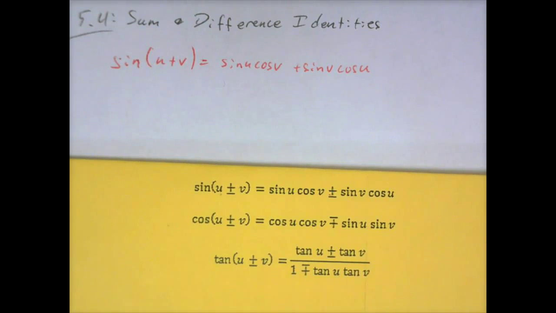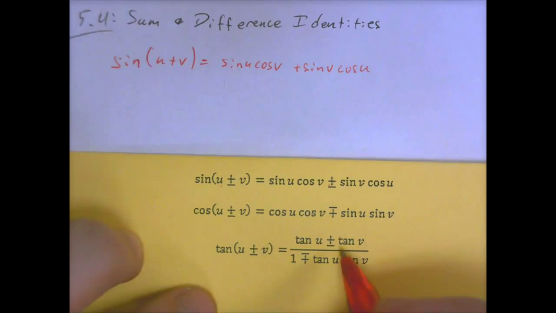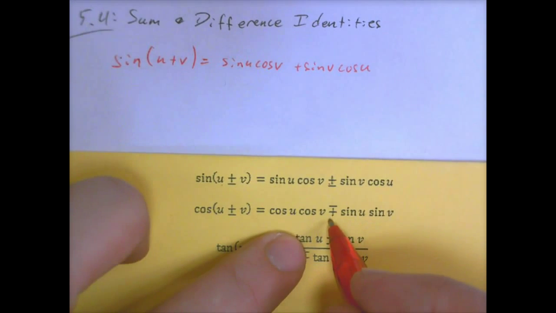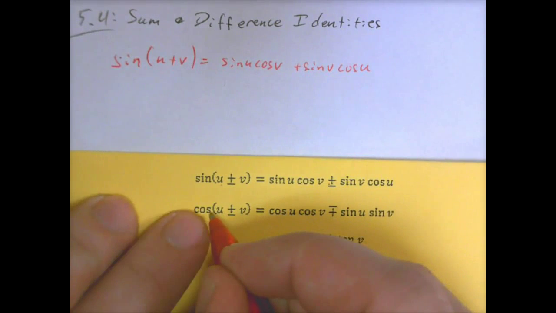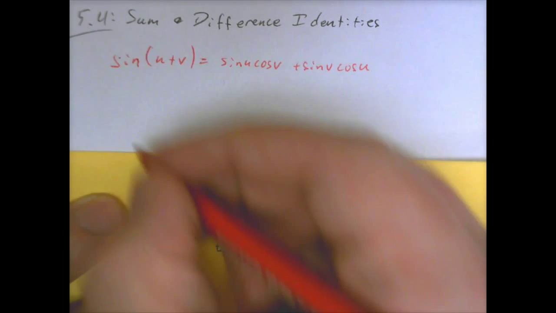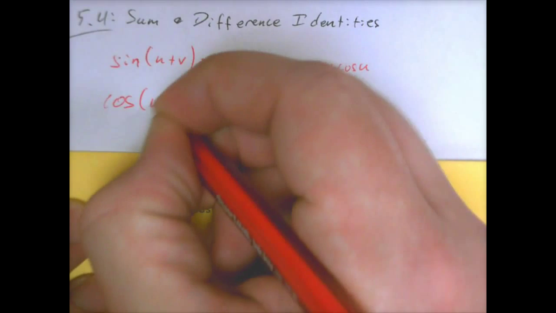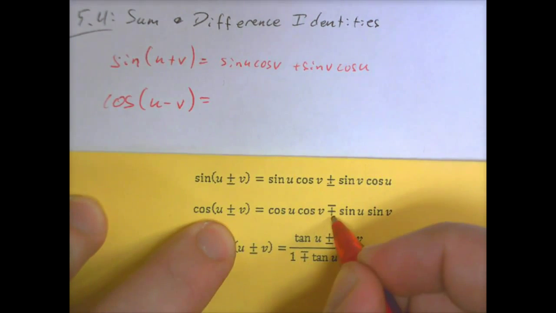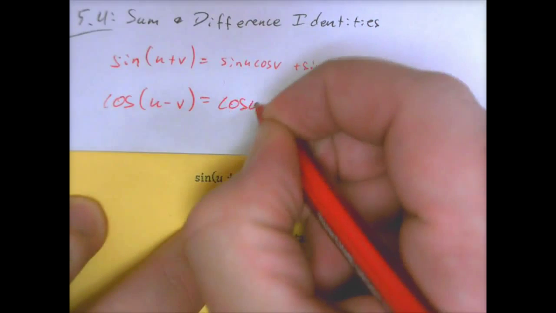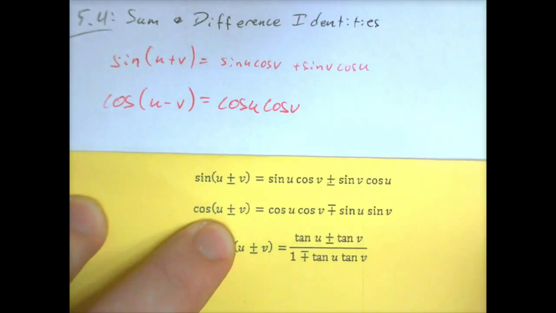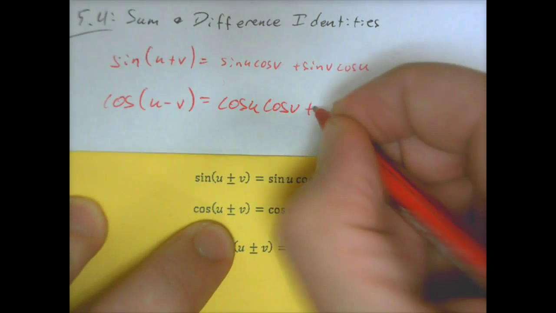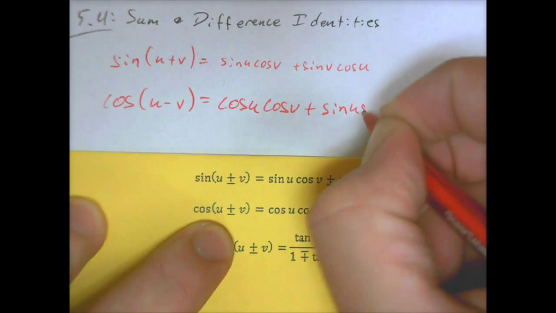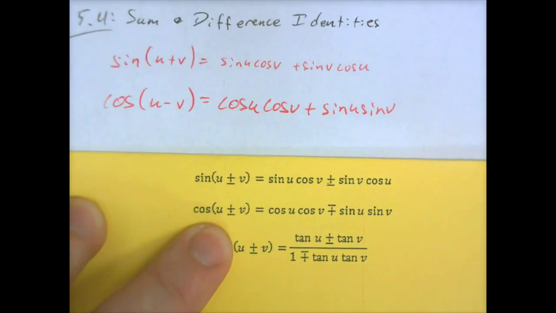All right, and then notice with tangent or even cosine, it has ones that are flipped. So that one has a minus over a plus. All that means is if you have cosine of u minus v, since the minus is on the bottom, I'm going to use the sign on the bottom over there, which is a positive. So this is the same thing as cosine u cosine v, and then plus sine u sine v. Okay, we're going to be using these identities.